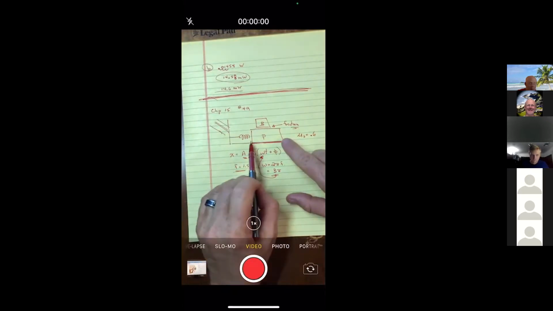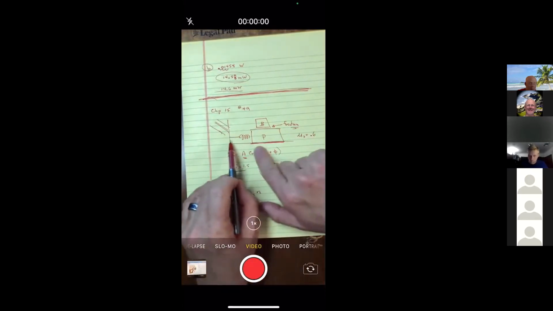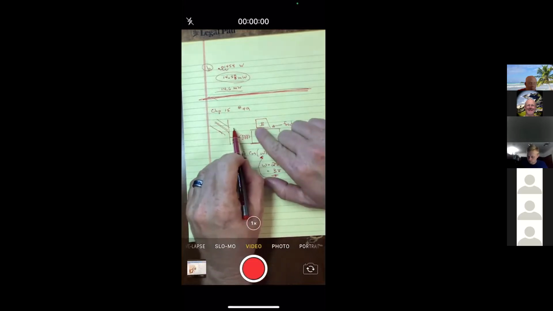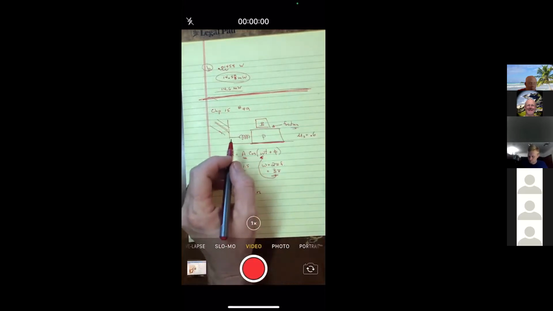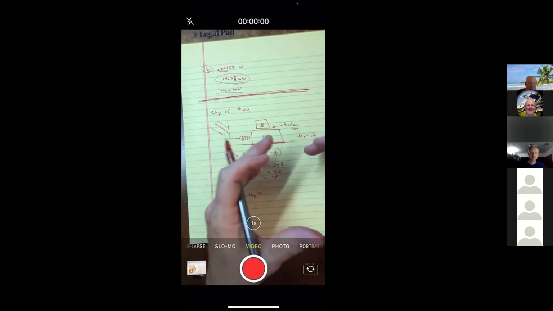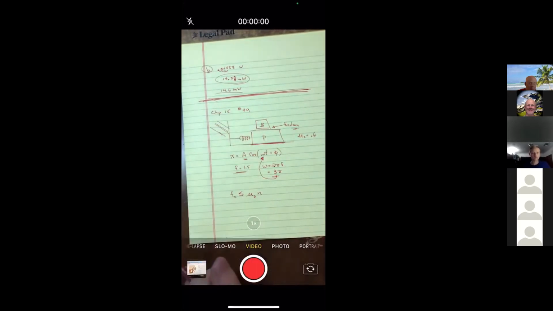So as this goes back and forth, block B has to have a certain amount of friction, which corresponds to that acceleration. So what I'm saying here is we need to make the force of friction needed to make block B always remain less than this.